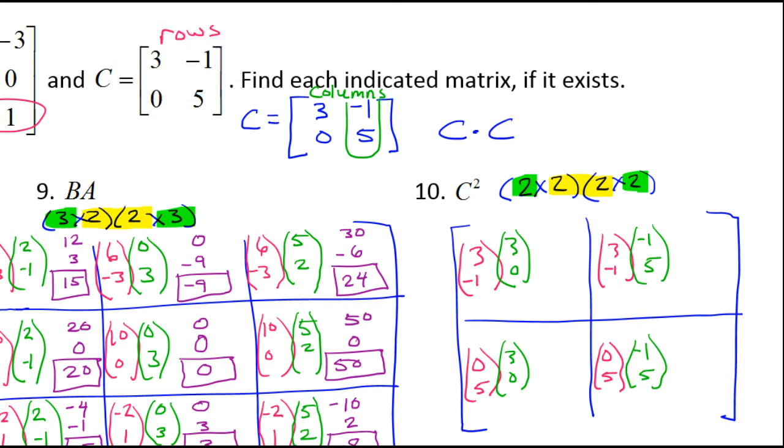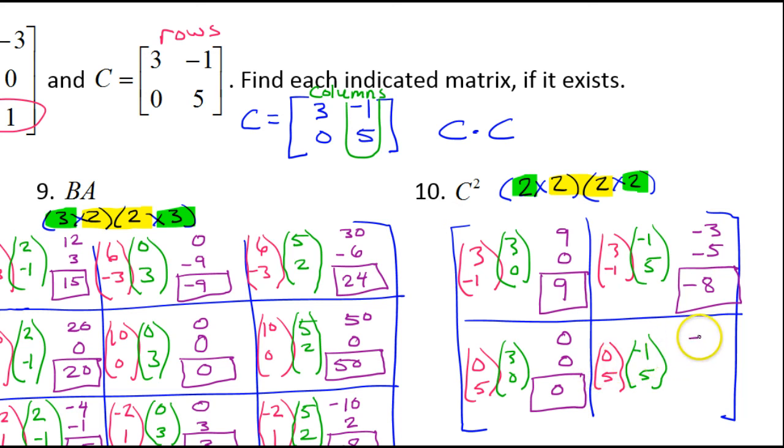Now I will multiply and add. If I multiply these together, I'm going to get 9 and 0. Add them up, that's 9. Multiply these together, I get negative 3 and negative 5. Add them up, that's negative 8. Multiply these, I get 0 and 0. Add them up, you guessed it, 0. Multiply these, I get 0 and 25. Add them up, and it's 25.